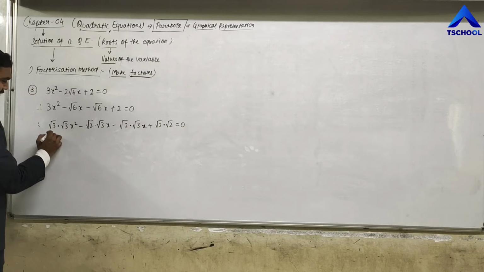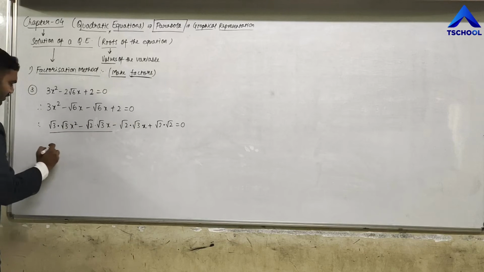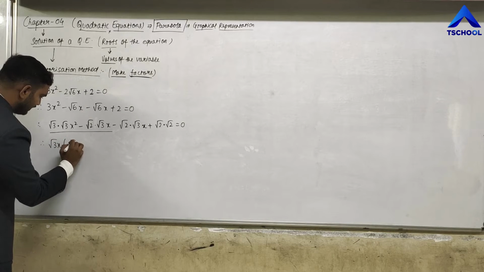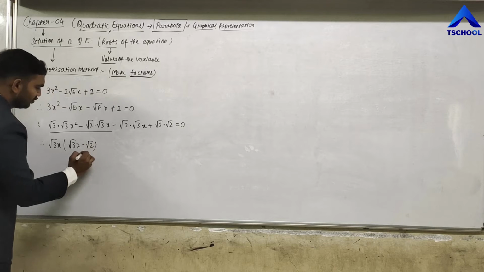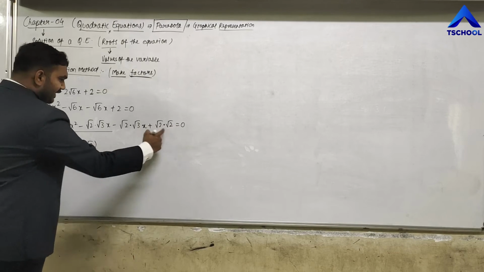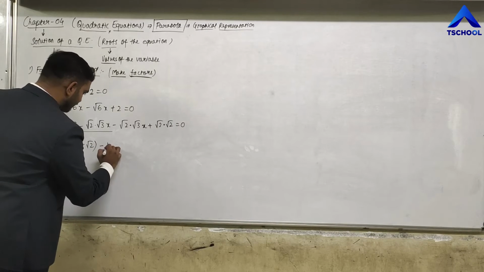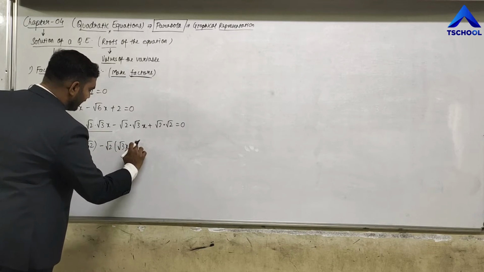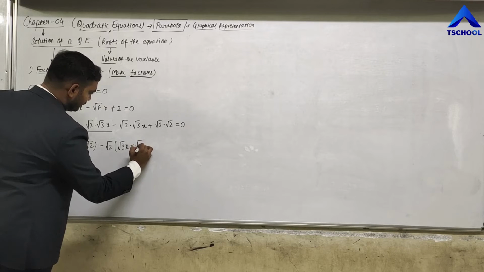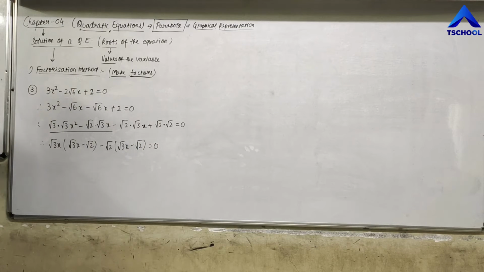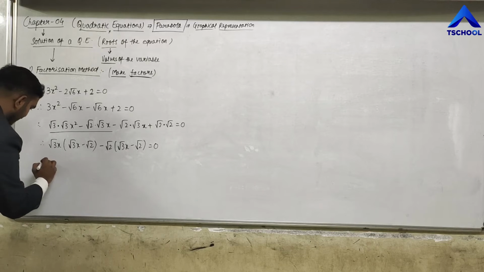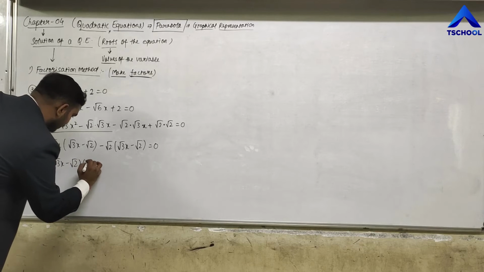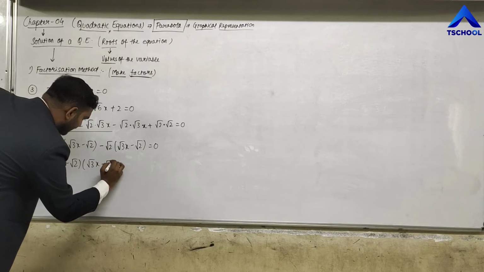So now you can take out common from the first and second terms. What can you take common? Root 3x can be taken common. So that will leave root 3x minus root 2. Again, I am going to take the minus sign common, and root 2 is also common. That will give me root 3x minus root 2 is equal to 0. Yes or no? Therefore, the common factor root 3x minus root 2 into the factor root 3x minus root 2 equals 0.